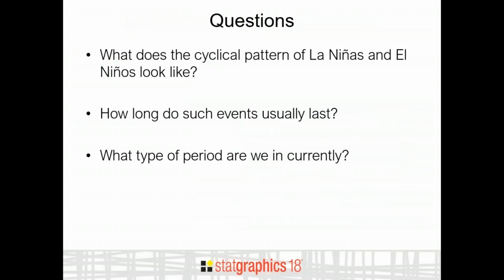Now, the sorts of questions that one might ask of this particular data set are the following. First off, what does the cyclical pattern of La Niñas and El Niños look like? Okay. How long do such events usually last? And what type of period are we in currently?